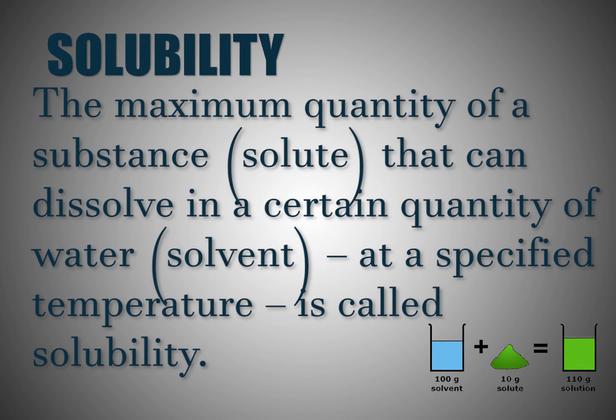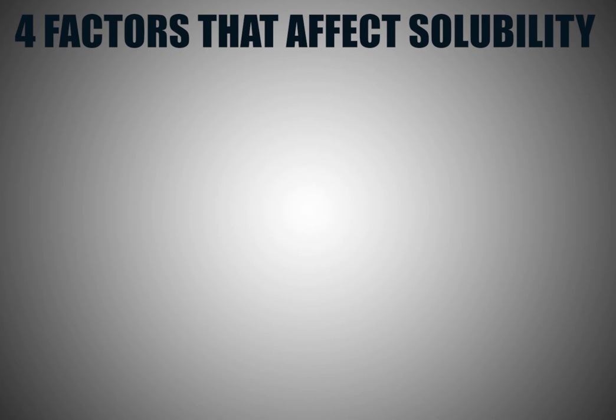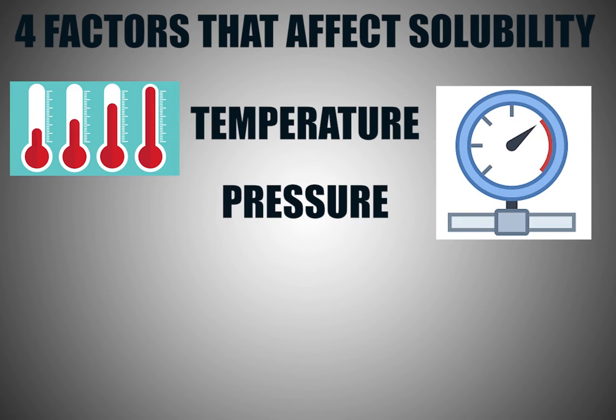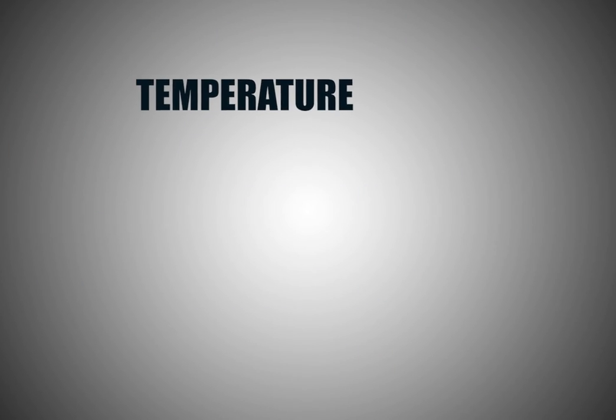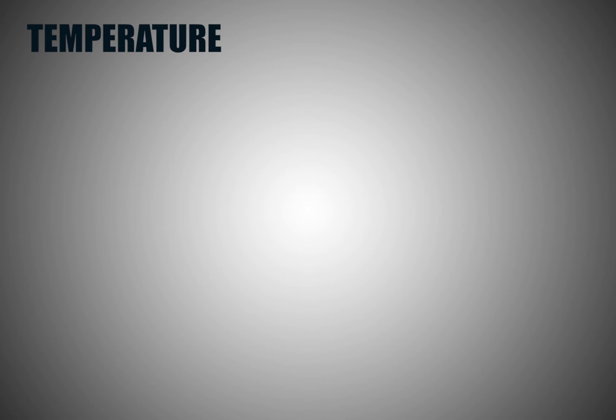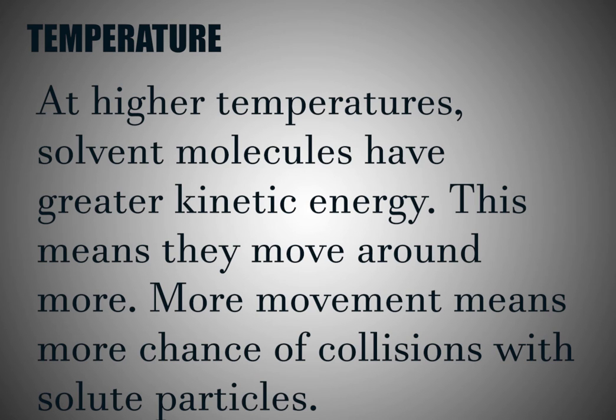Solubility is the maximum quantity of a substance that can dissolve in a certain quantity of water at a specified temperature. There are four factors that affect solubility: temperature, pressure, particle size, and agitation. The first factor is temperature. At higher temperatures, solvent molecules have greater kinetic energy. This means they move around more. More movement means more chance of collision with solute particles.